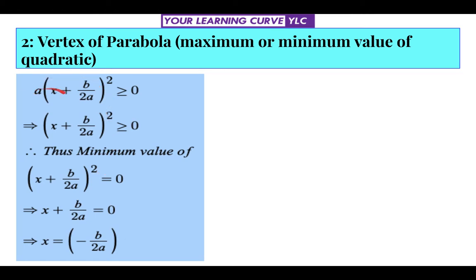This a into x plus b by 2a whole square is always greater than or equal to 0 because I have assumed that a is always positive. So a is positive in this case. So this is a positive number. We multiply it on both sides.